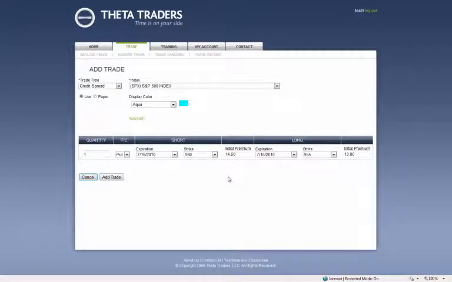This Add Trade page gives you the opportunity to verify the trade you executed with your broker. For example, maybe I'd like to do 5 pairs of put contracts. You may also choose to paper trade by clicking on the Paper Radio button. Paper trading is an excellent way to learn these strategies without risking any money. Once you've made your choice, click the Add Trade button and move the trade into the tracking screen.